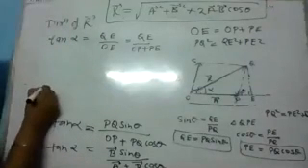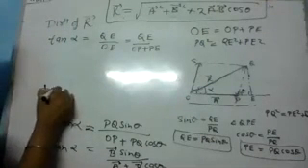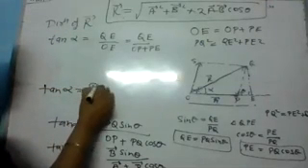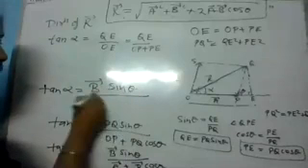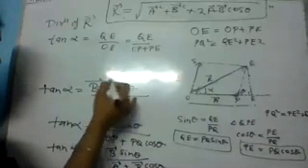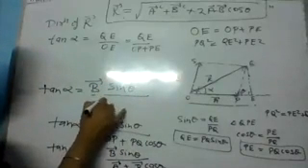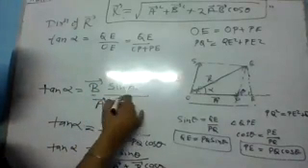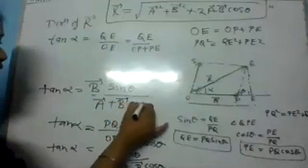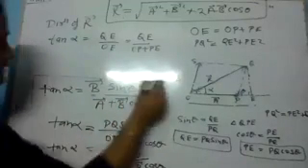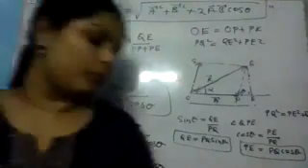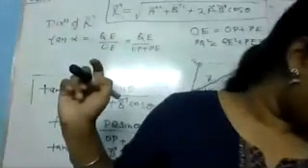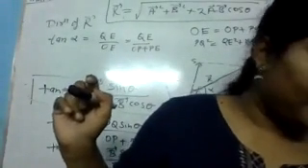So I'm just writing here: tan alpha equals B vector sine theta upon A vector plus B vector cos theta. Is this clear? Yes, ma'am. So this is the formula of the direction of the resultant.